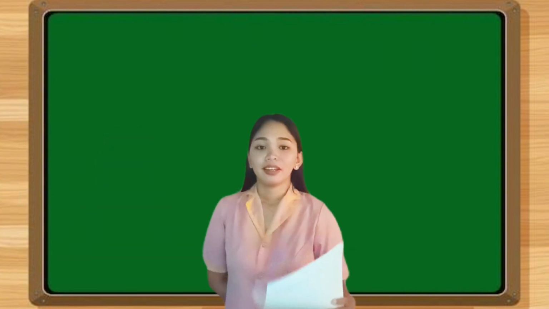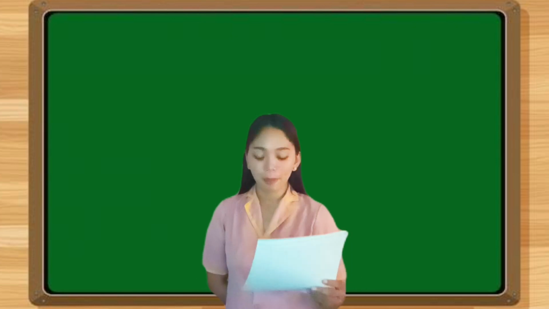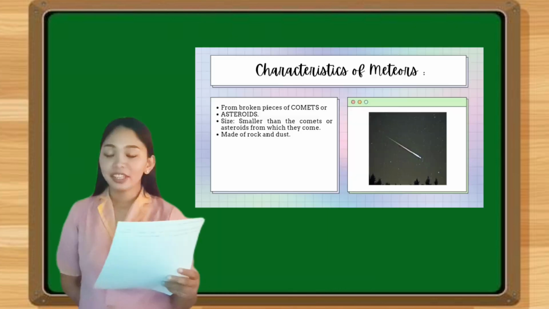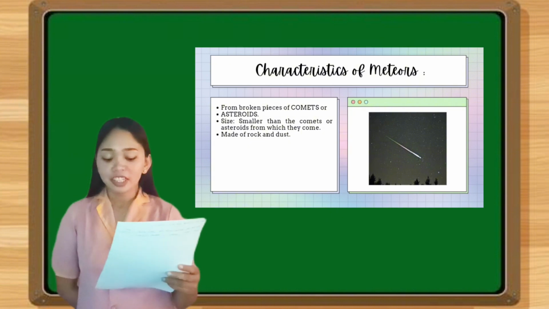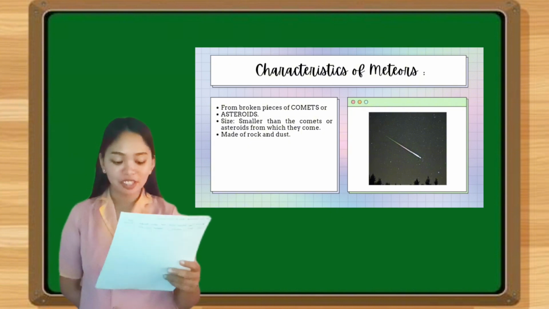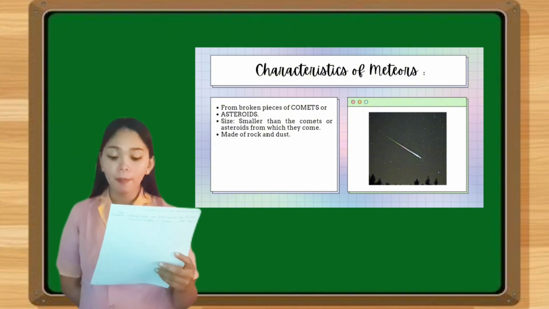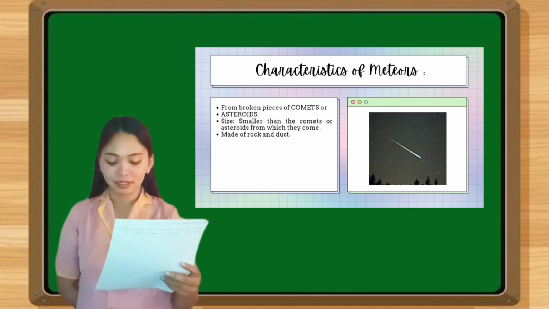Next characteristic is about meteors. It is from broken pieces of comets or asteroids. It is smaller than the comets or asteroids from which they come, made up of rock and dust.